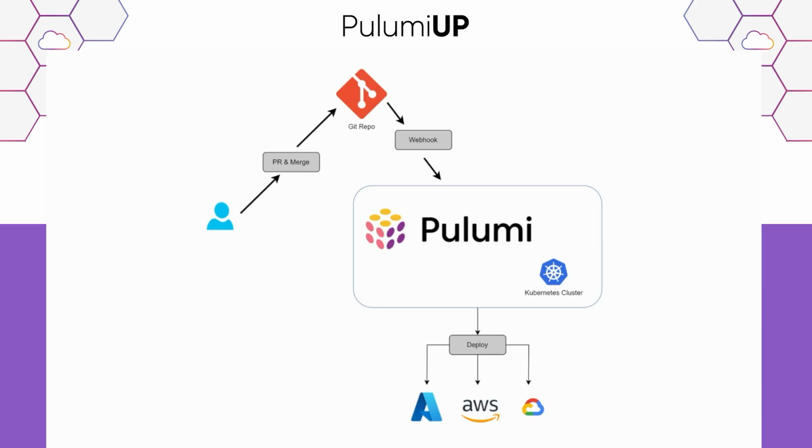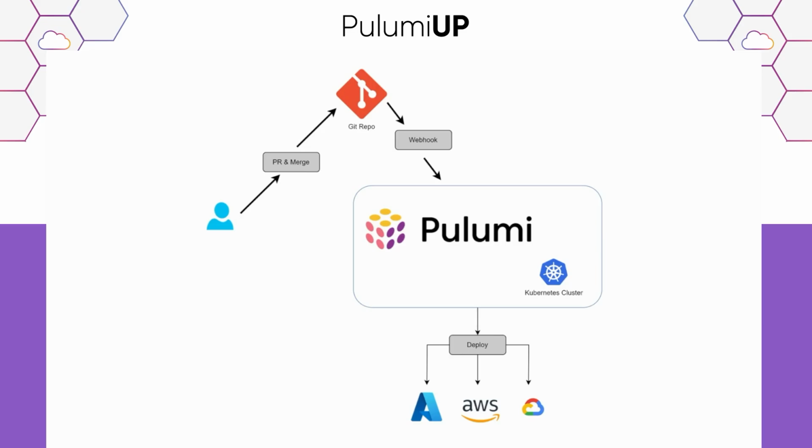And getting started with this is fairly simple. What you're going to need is a Pulumi project to deploy your infrastructure that you perhaps already had. So there's nothing special there. You need to write your Pulumi code to deploy whatever infrastructure you want. We'll need to deploy the Pulumi operator onto a Kubernetes cluster of some sort.